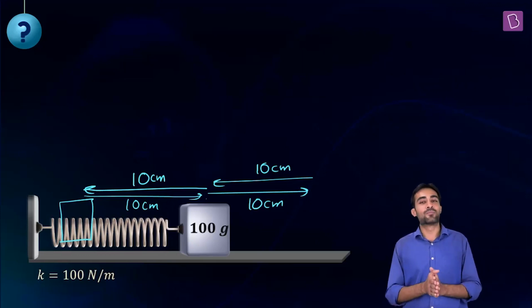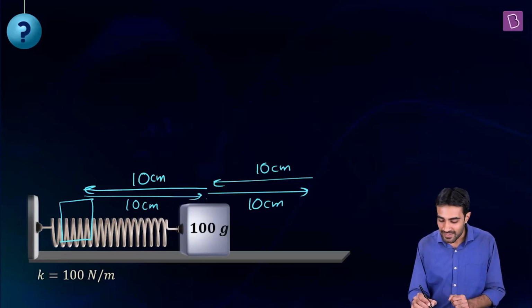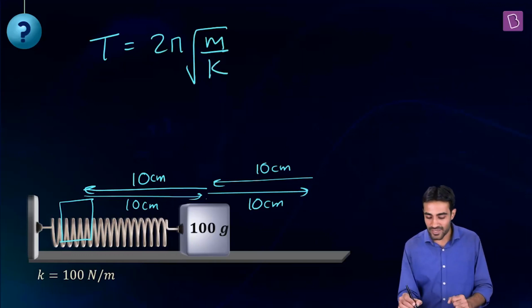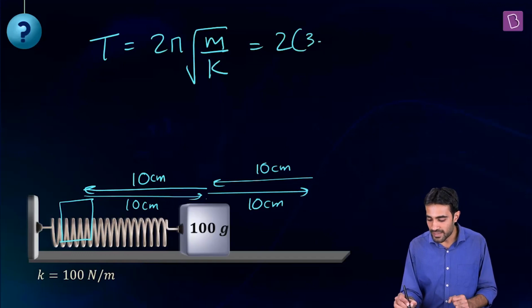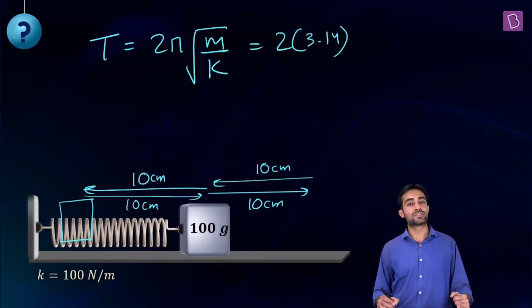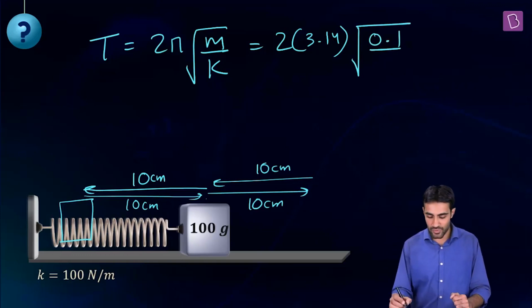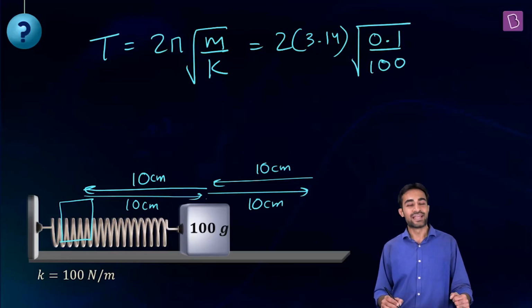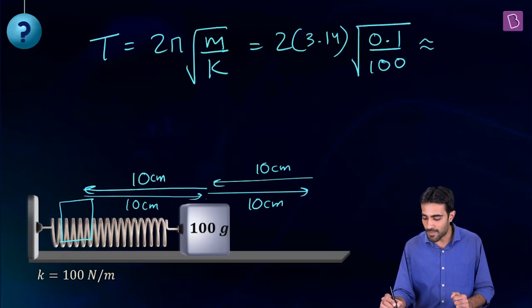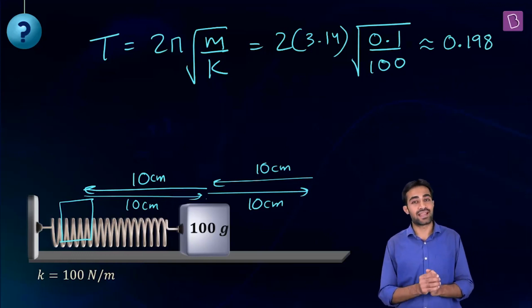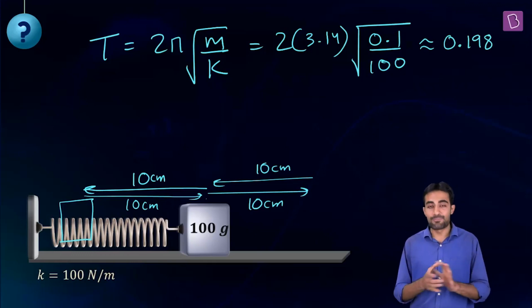And in this simple harmonic motion, you can see the time period of SHM is 2 pi under root m by k. What is mass? Mass we know is given in the question, 100 grams. We can write it as 0.1 kg. And K is written as 100. So when you calculate, this will be about 0.198 seconds. You can also call it 0.2 seconds. So we know what the time period is.